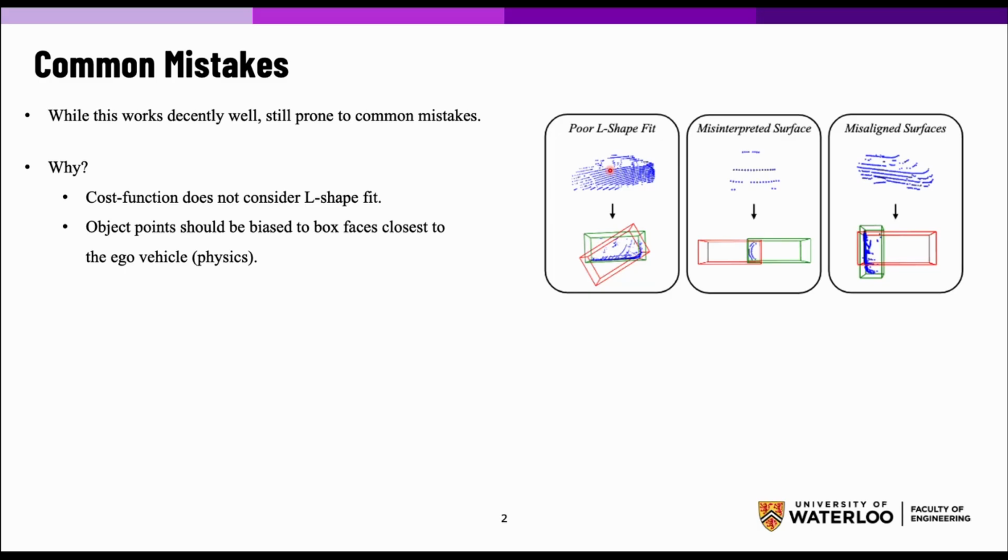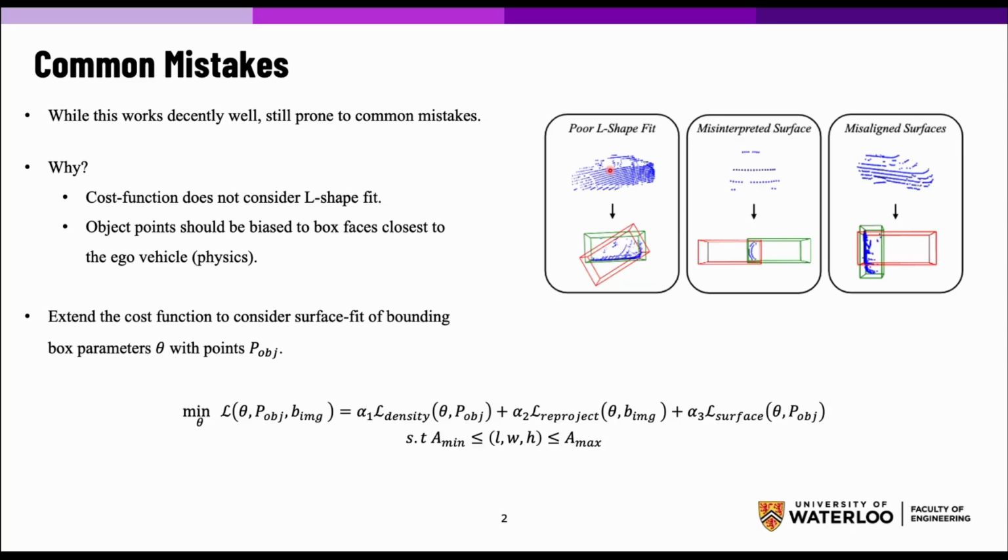So why is this the case? Like I mentioned, the cost function previously mentioned does not consider L-shaped fit. And then we also need to add a bias towards box faces that are closest to the ego. So we need some physics aware cost term. What we can do is extend the cost function to include these factors. That's pretty simple and straightforward.